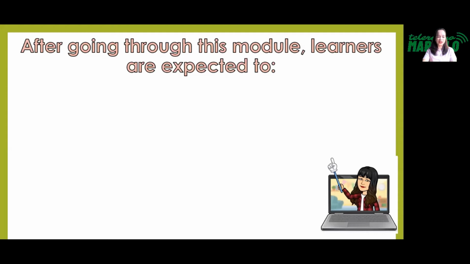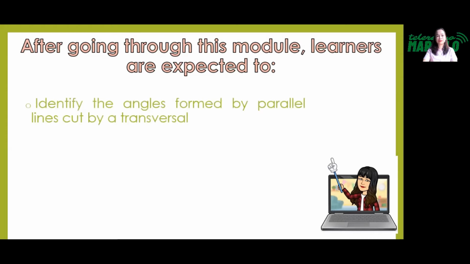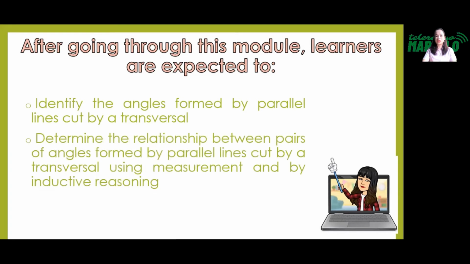So let us now identify the objectives for this week's lesson. After going through this module, the learners are expected to identify the angles formed by the parallel lines cut by a transversal, and determine the relationship between pairs of angles formed by parallel lines cut by a transversal using measurement and by inductive reasoning. So let's begin. What do you call two lines that do not intersect?